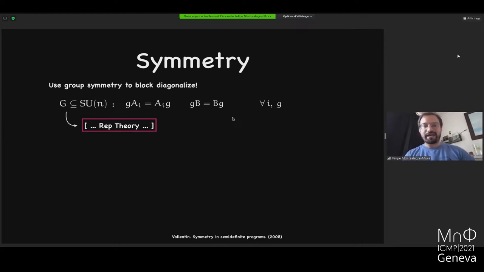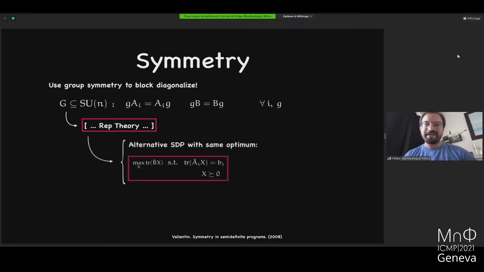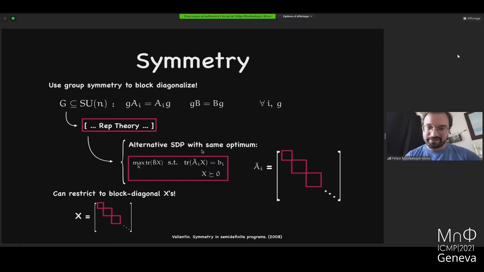If we have this, then what we can do is some graph theory, some representation theory, and a black box that I will open soon. And then what we'll get is an alternative SDP with a much lower dimension. Importantly, this alternative SDP will have the same optimum. The things that change are the matrices B tilde and A tilde, and the matrices will be block diagonal. Because the A_i and the B are block diagonal with the same block structure, one can prove that all the non-block-diagonal terms in X die anyway. So we can just consider block diagonal X's.